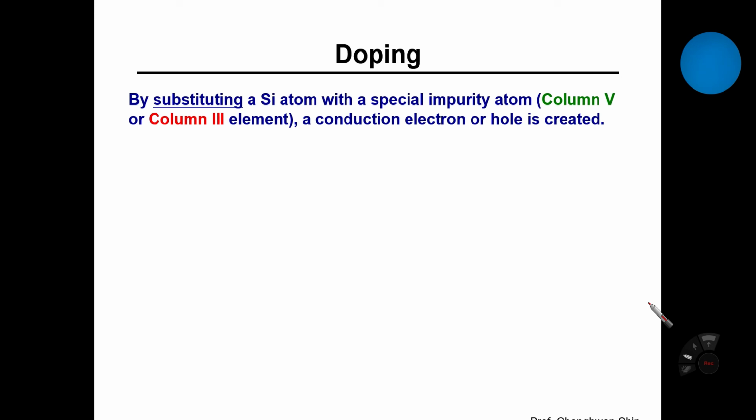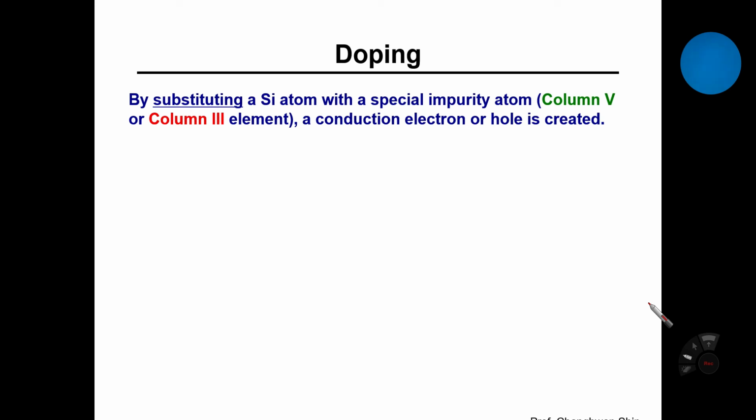So, for example, if you select a single atom from column 3 in the periodic table, then some magic will happen. In other words, the total number of holes, positively charged particles, in silicon crystalline material will be modified. And what if we choose atoms from column 5 in the periodic table? Then the total number of electrons in crystalline silicon material will be modified.